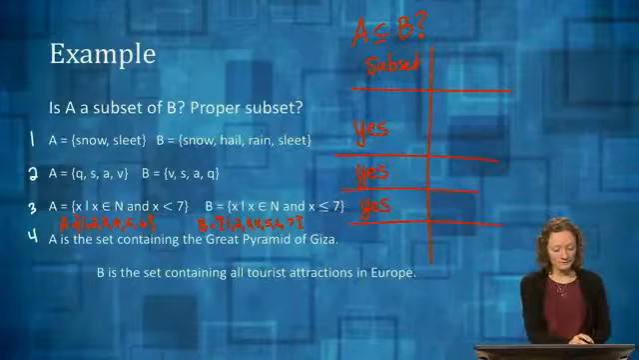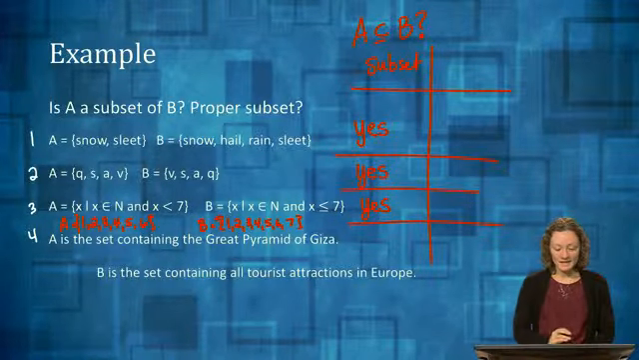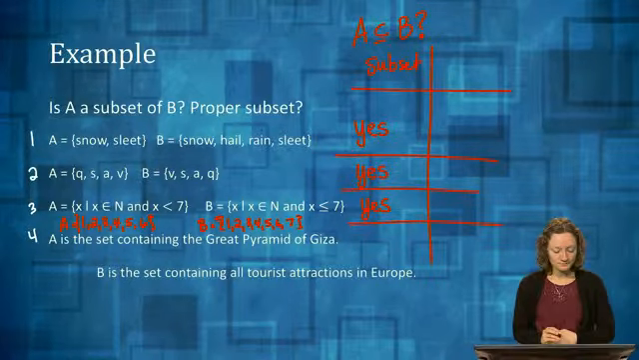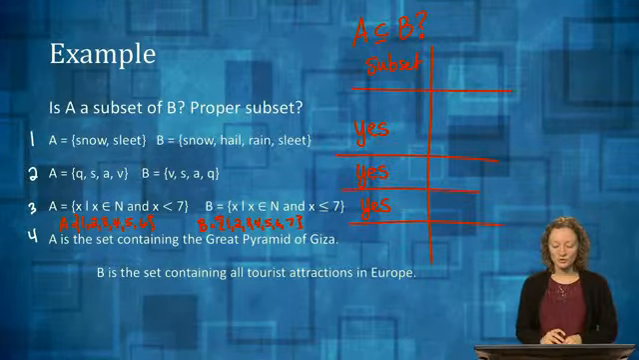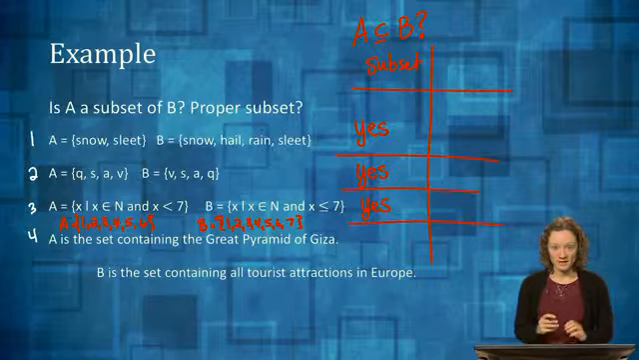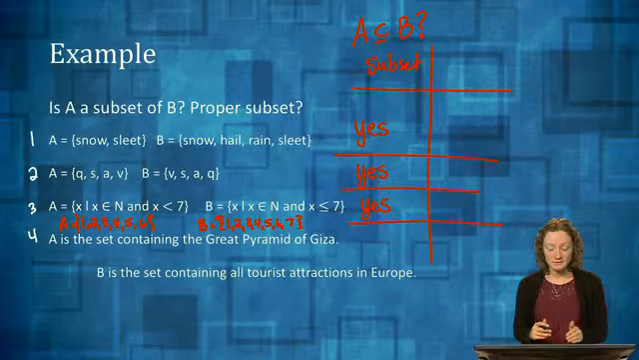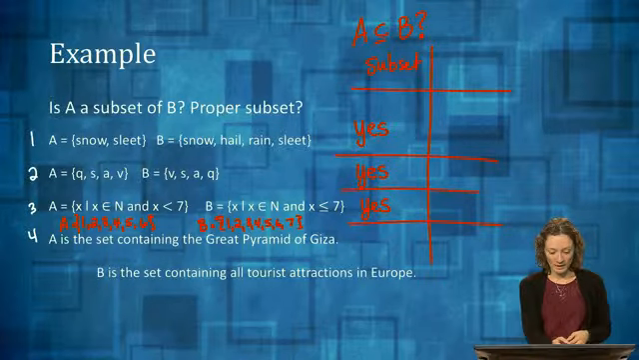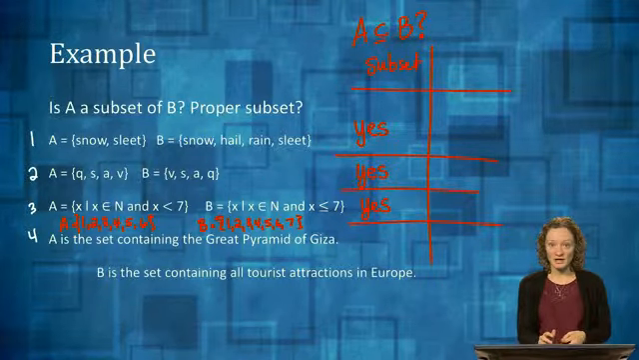Okay, then number 4. A is the set containing the Great Pyramid of Giza, so this is a description. And B is the set containing all tourist attractions in Europe. So is A a subset of B? That would mean, if it's a subset, that the Great Pyramid of Giza is a tourist attraction in Europe.